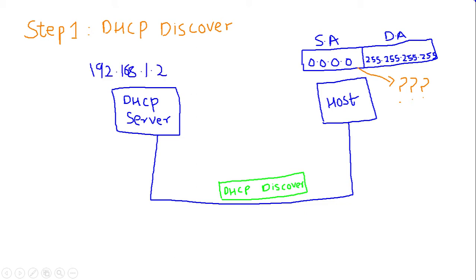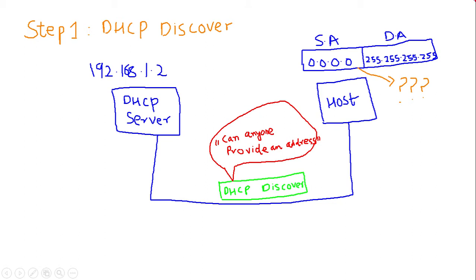Suppose the IP address of this DHCP server is 192.168.1.2. It can be anything. And what does the DHCP Discover message mean? We already know its source address and destination address, but what message does it carry? It carries a message like seeking help: can anyone provide me an address? That's what DHCP Discover means, and it's sent by the host.